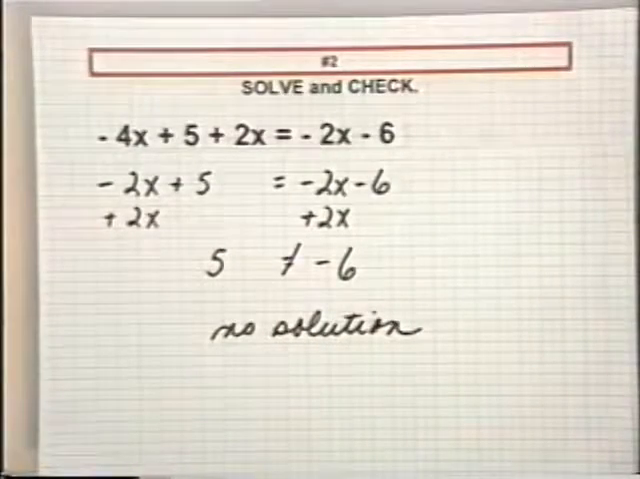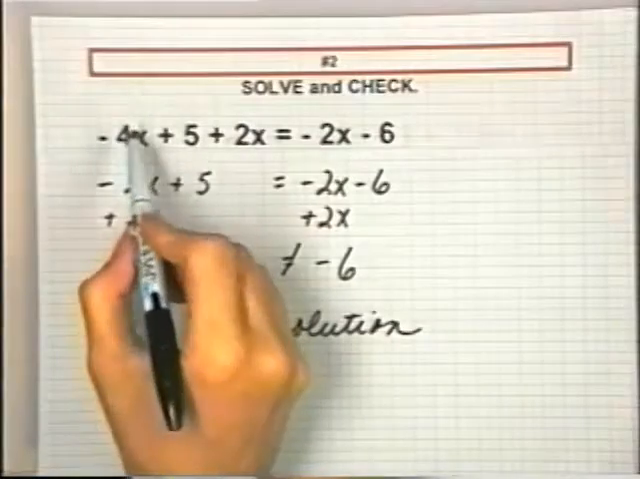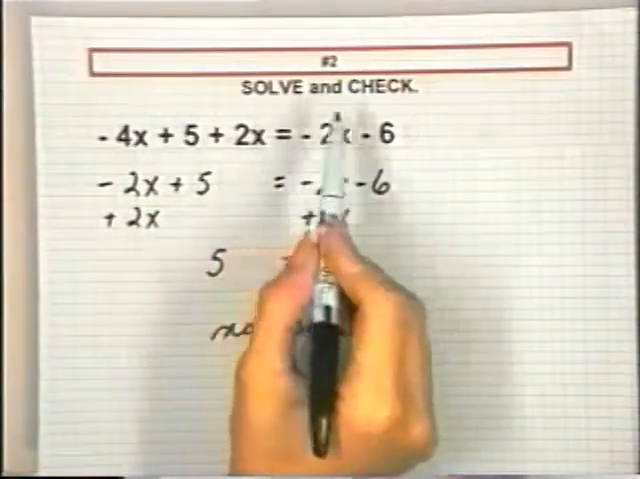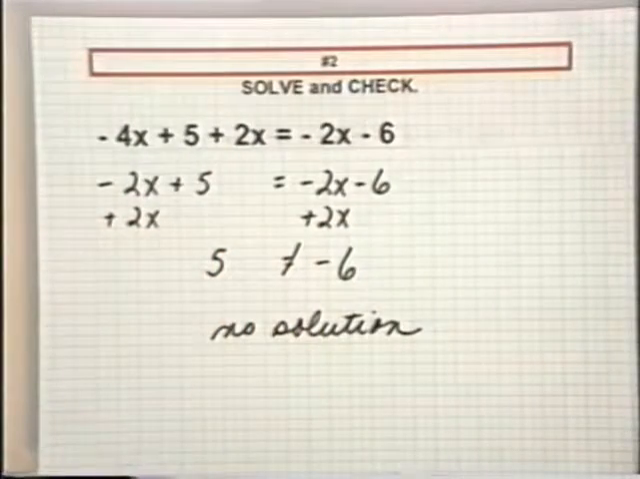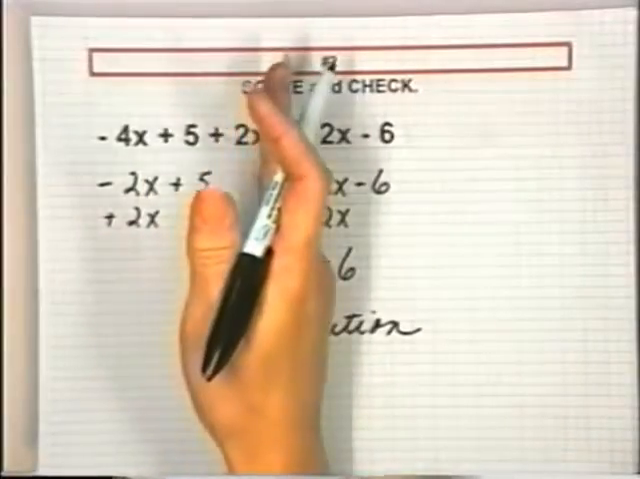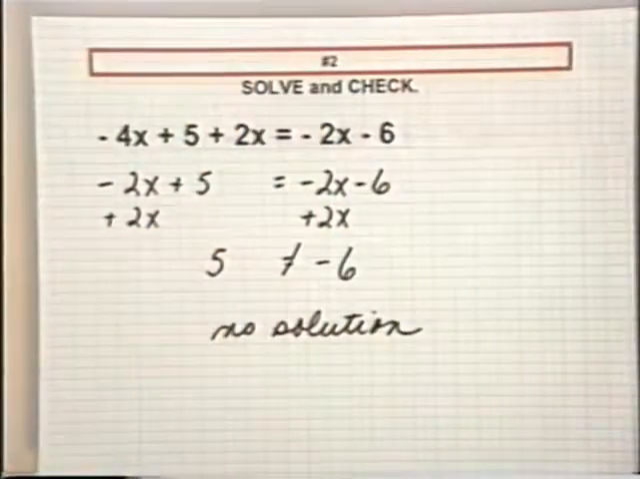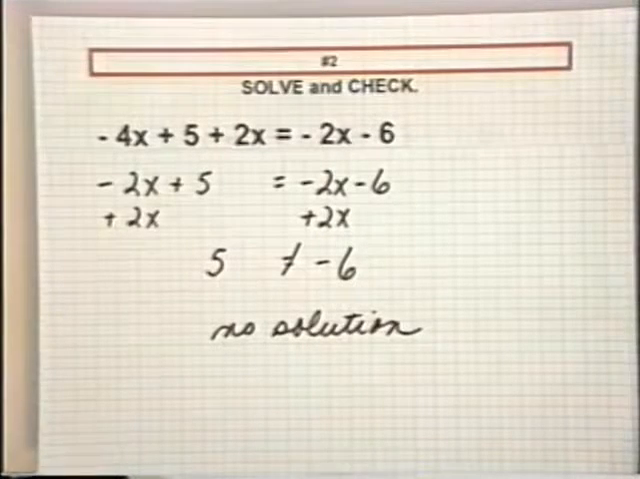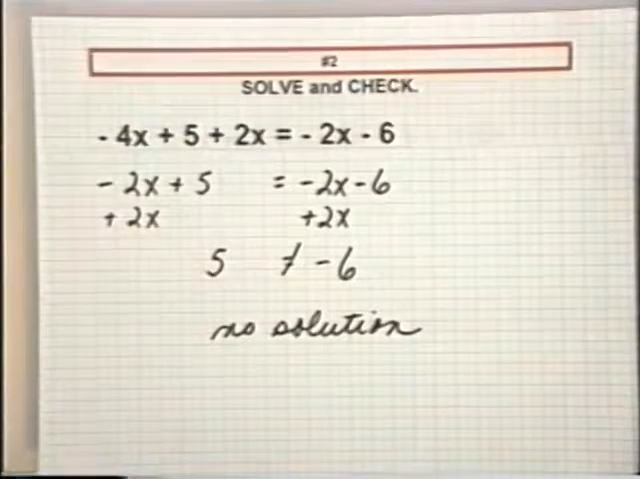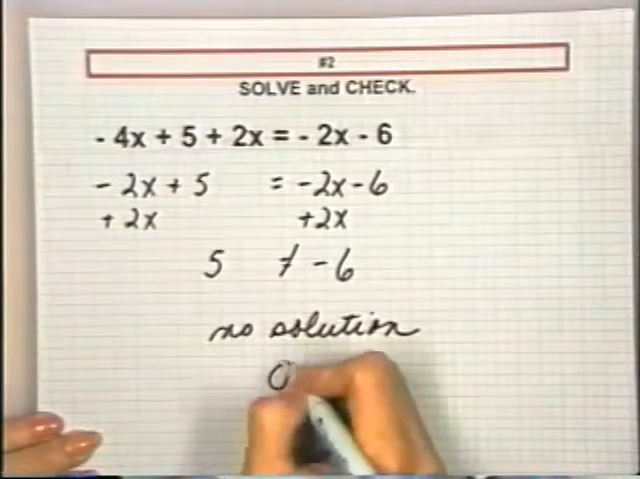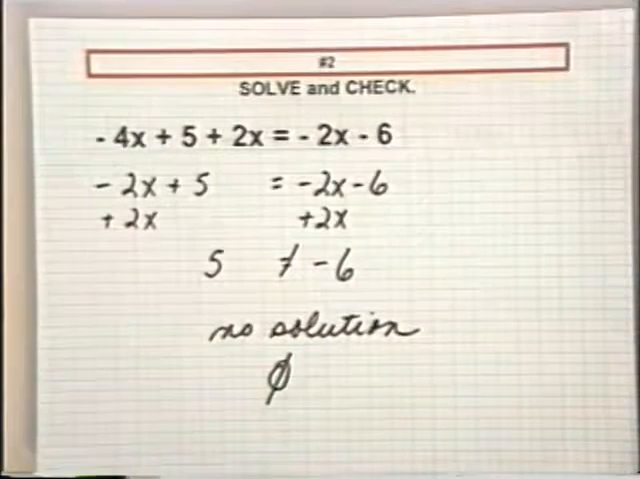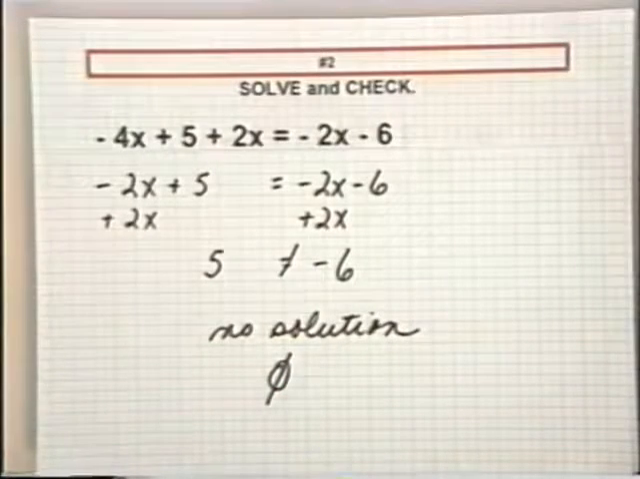There is no number that we can replace this x with, and that x with, such that when we calculate the number on the left, it will equal the number that we calculate on the right. When there is no solution, we just write no solution, or we may use the empty set symbol to mean there is no solution.